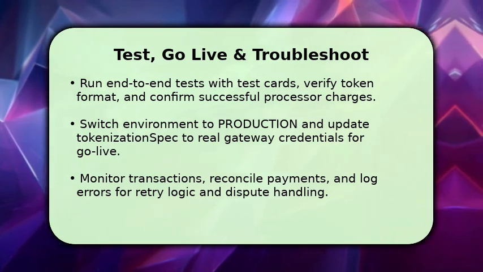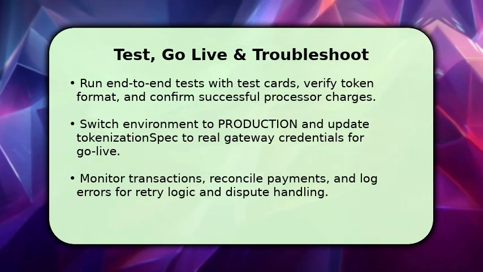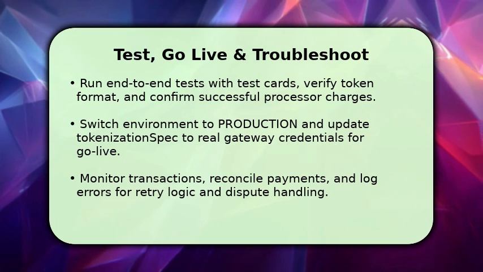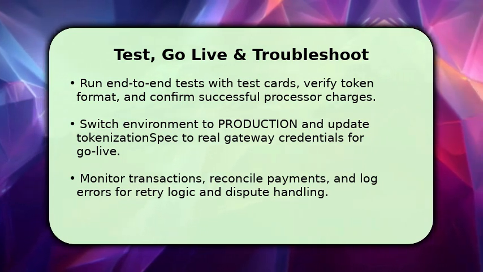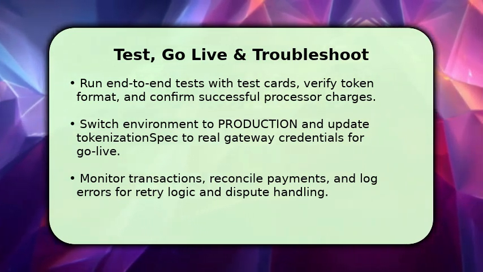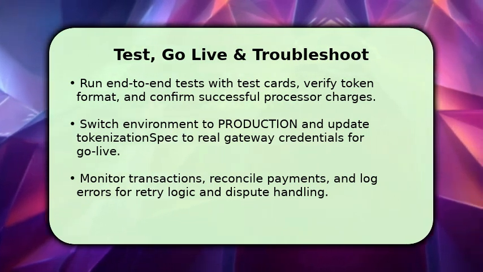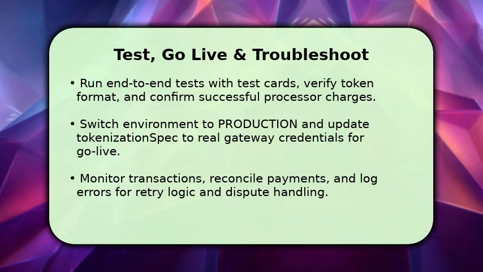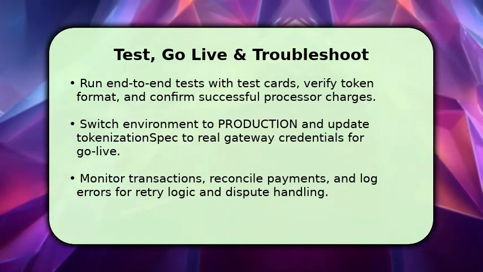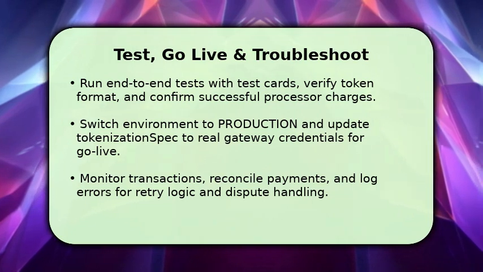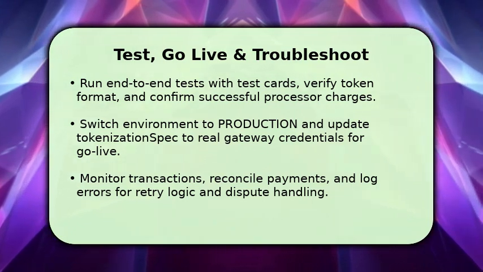Once tests pass, switch the SDK environment to production and update tokenization spec with live gateway credentials and your merchant ID. Make sure to monitor transactions and reconcile settlements daily. If something goes wrong, check server logs for token parsing errors, verify gateway credentials, and retry with detailed logs. This single troubleshooting step resolves most integration failures quickly.